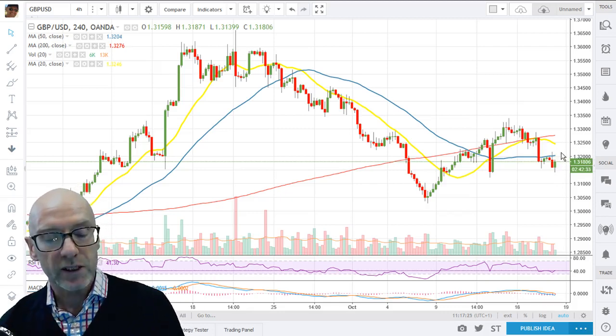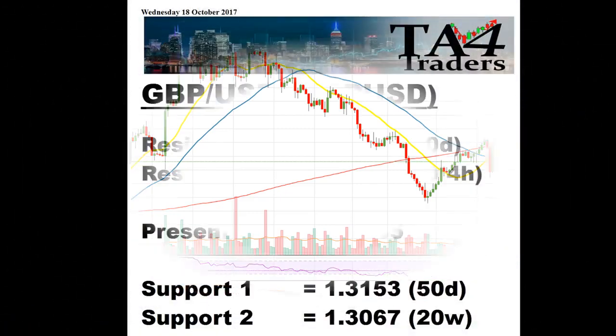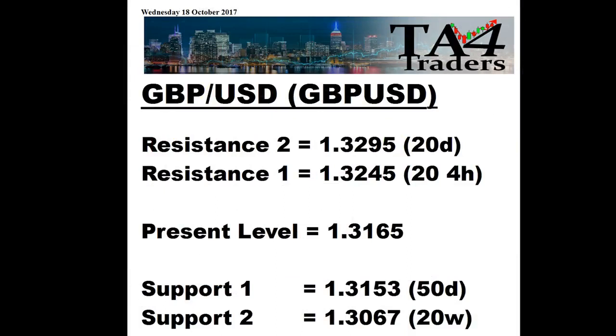Looking at the support and resistance levels, we've got resistance 1 at the 20 of the 4 hour, 132.45. Then at the 20-day, 132.95. With support, I put the key support here, the 50-day, 131.53, and then the 20-week, 130.67.